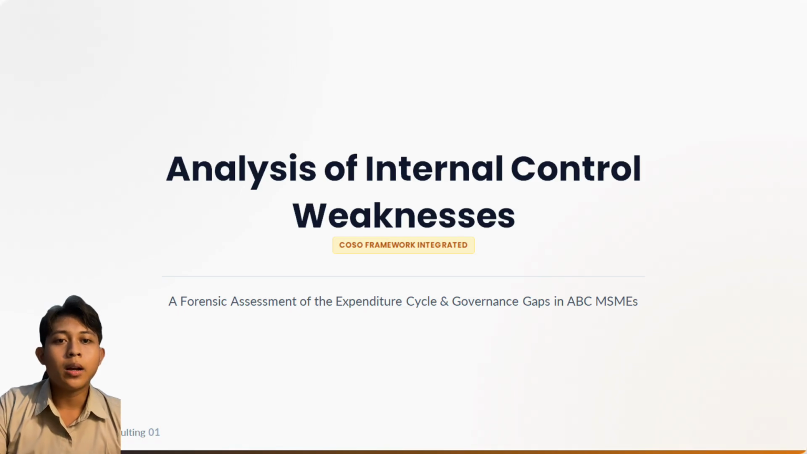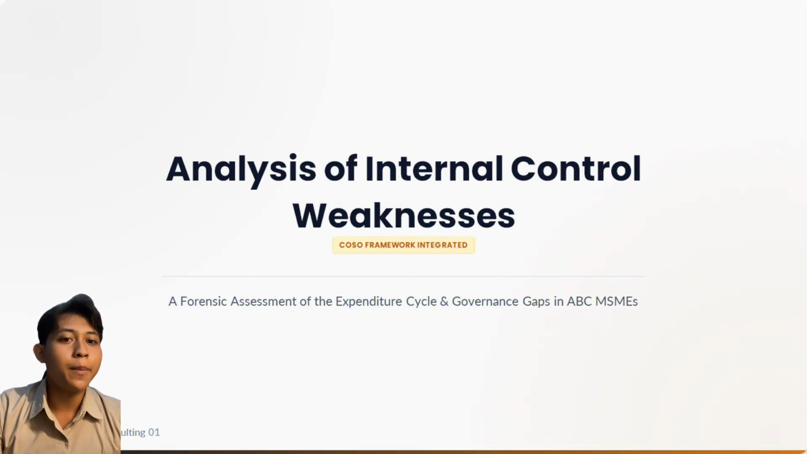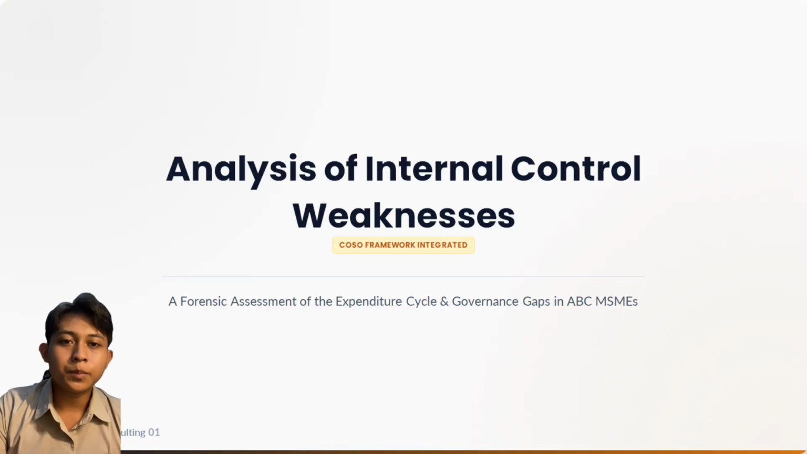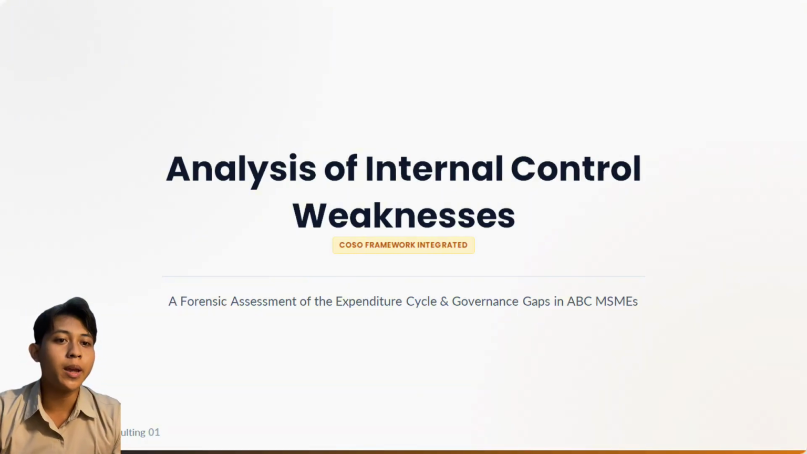First one, I'm going to do an analysis of internal control weakness in the ABC MSME case and connect each weakness with the relevant COSO component. If we examine the daily operation at ABC MSME, we will find a series of interconnected weaknesses from upstream to downstream within their expenditure cycle. Here is the sequence of our field audit findings.